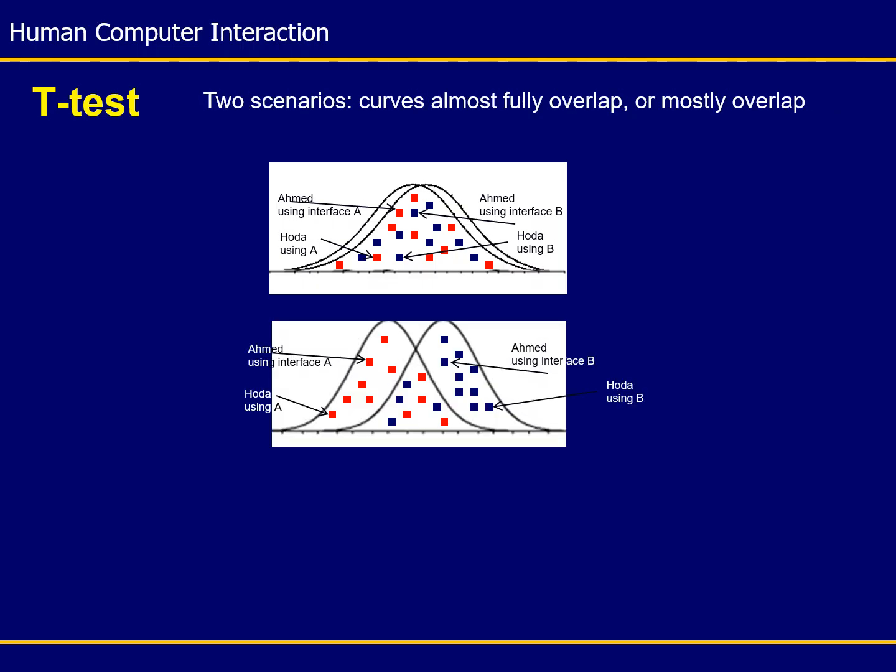Now, let's look at this second scenario. Again, let's assume that this is actually what we got, not the first curve at the top, but the second curve in the middle of the slide. Now you start to see something different. The blue dots are migrating away from the red dots. So statistically we would say there seems to be some kind of a major shift in the population performance due to interface B.